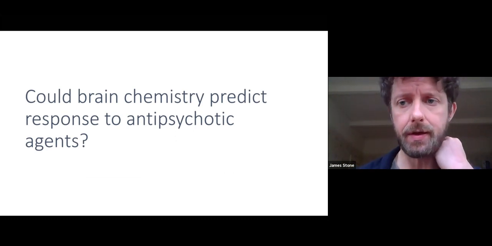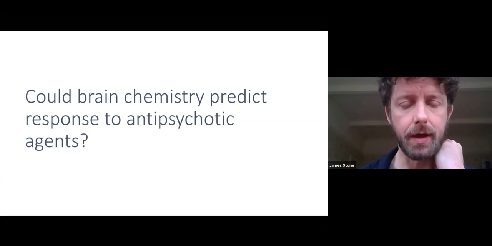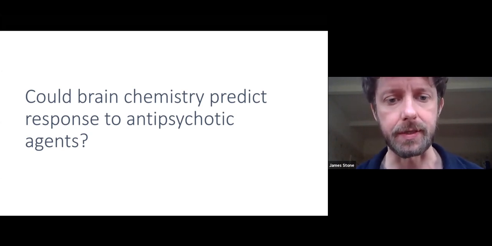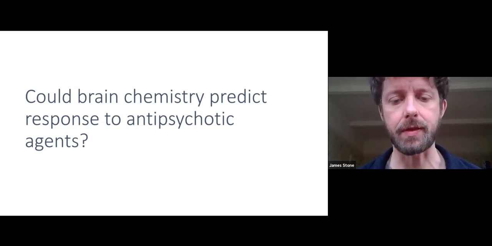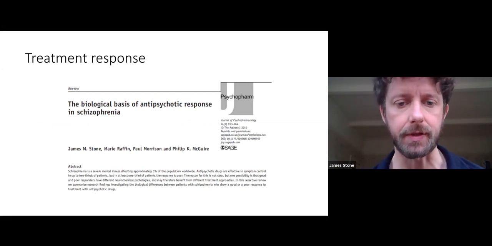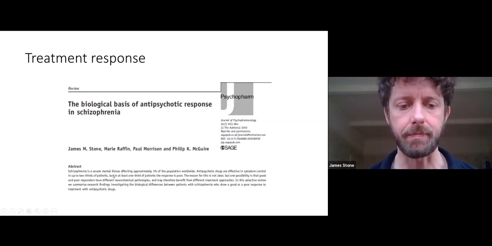Okay, so moving on with more of the discussion about ketamine and brain chemistry with respect to psychosis. One question that I had towards the end of the 2000s was whether it's possible to use brain chemistry to predict response to antipsychotic agents. This was a paper I published in 2010, looking at the biological basis of antipsychotic response in schizophrenia, and suggesting that there could be different subtypes of schizophrenia, because all of the antipsychotics that are currently available block the dopamine receptors, dopamine D2 receptors.